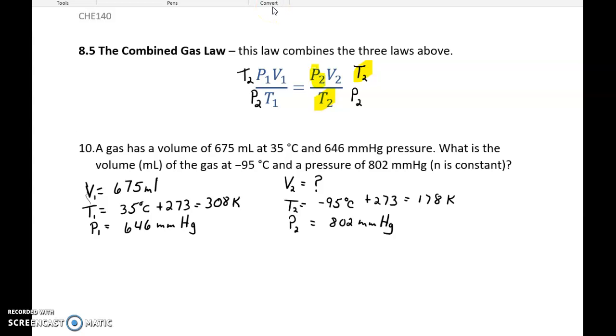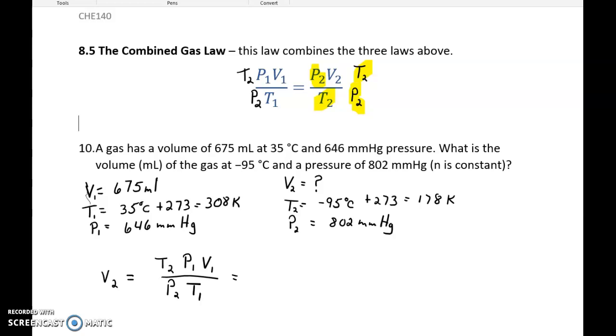The P2 cancels the P2, and V2 is left by itself. So I'm going to rewrite this down below. I've got V2 is equal to, and I'm going to be writing all these letters and numbers. So we've got T2, P1, V1, and then on the bottom we're going to be dividing by P2 and T1.